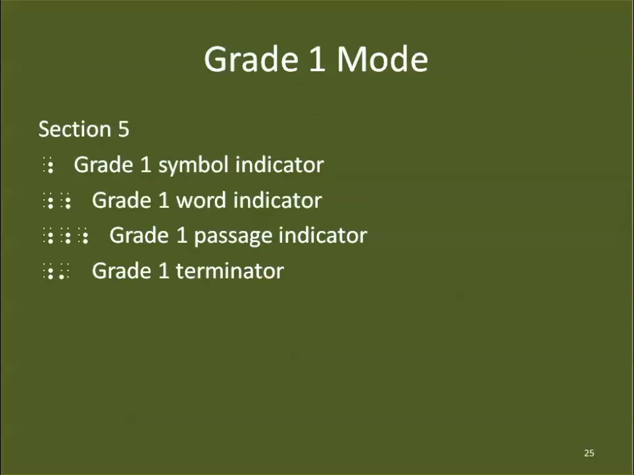The symbols for grade 1 mode are very similar to the capitals that we just looked at. There's a grade 1 symbol indicator with dots 5, 6. There's a grade 1 word indicator, 2 cells of dots 5, 6. And a grade 1 passage indicator, 3 cells of dots 5, 6. And our grade 1 terminator, dots 5, 6, that's a prefix, and our dot 3.